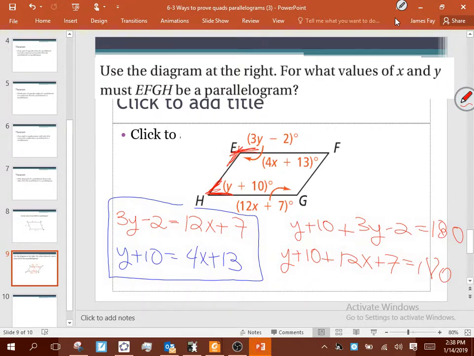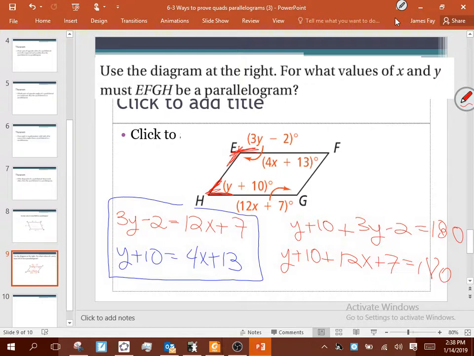Now, Alex started with H. Last class, we started with E. We said E and H had to be 180, and E and F had to be 180, right? Or you can start with G. G and H would be 180. G and F would be 180. Does that make sense to everybody? There are about 6 different ways you can set up equations to solve this problem.